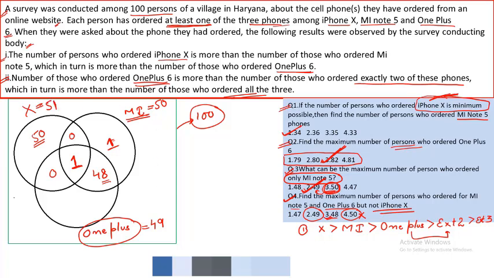So the answer to this question would be 48. Hope you have understood it. It was all about adjustment of the numbers accordingly to the situations given in the questions.